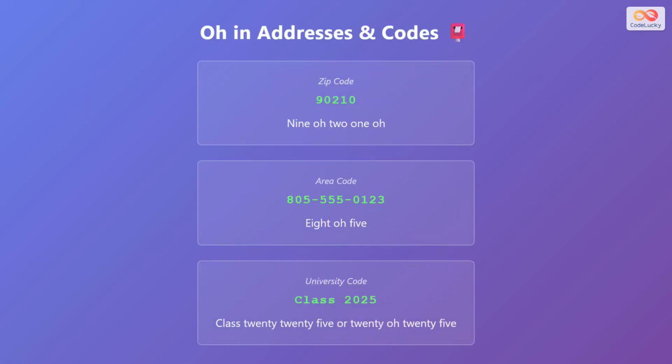When reading zip codes and area codes informally, you can use O. For a zip code like 90210, you would say 90210. For an area code like 805, you would say 805. For academic years like 2025, you might say 20025. O is commonly used in these informal reading situations.